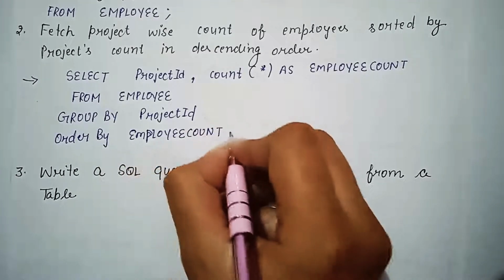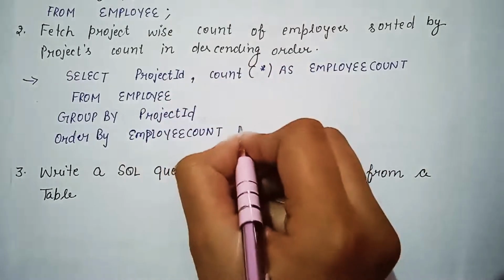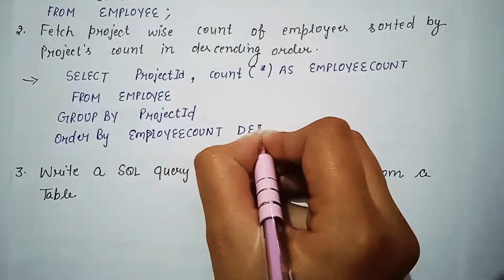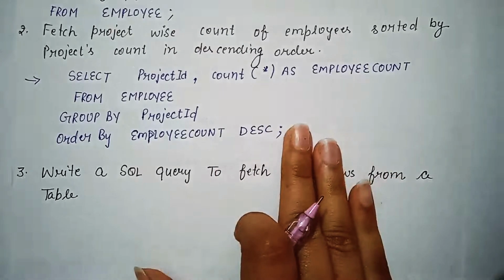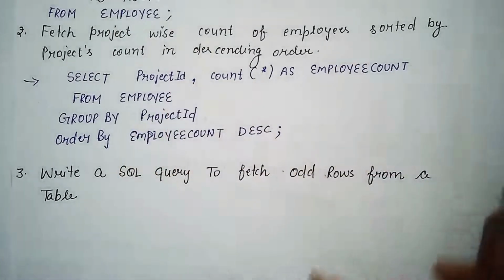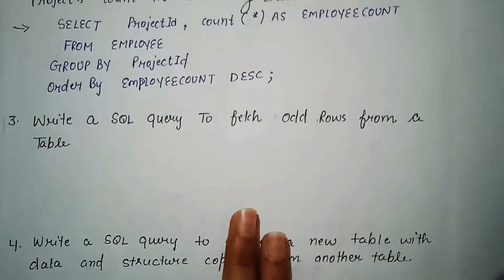Count. Okay, and in which order are we going to order it? In descending order. So we will write over here DESC. Okay, so this is a query that will fetch all the employee counts grouped by project ID in descending order. Okay, so this is the second query.